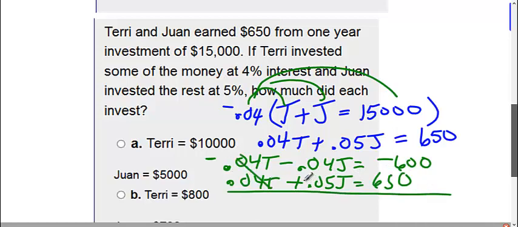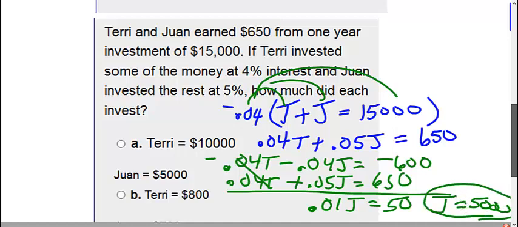Okay, so my t's are gone. A negative 0.04j and a positive 0.05j, I get 0.01j, and I'm left with 50. Divide everything by 0.01. Therefore, I figure out that Juan invested $5,000.